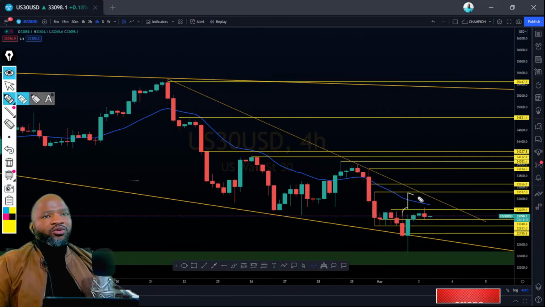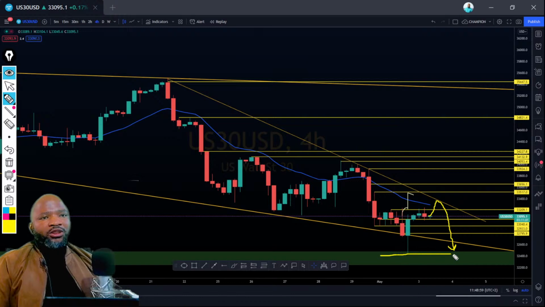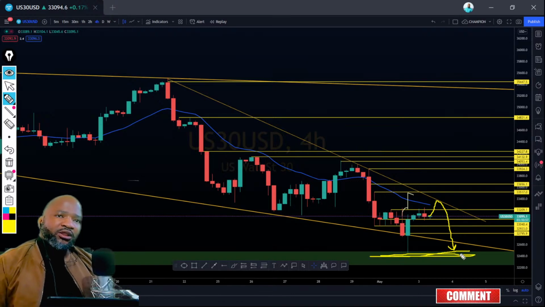This is what I'm talking about. If the price respects the level, we could witness something like this and break through before it reaches this demand area.